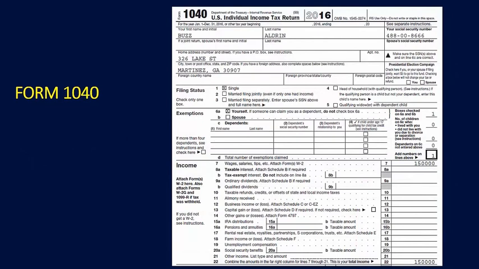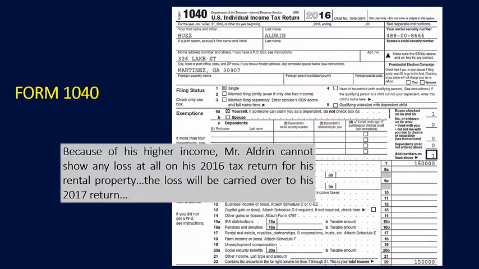His 1040 looks something like this. And because of his higher income, Mr. Aldrin can't show any loss at all. No rental losses at all on his 2016 tax return. The loss will be carried over to his 2017 return. He'll be able to take it there if his income will allow.